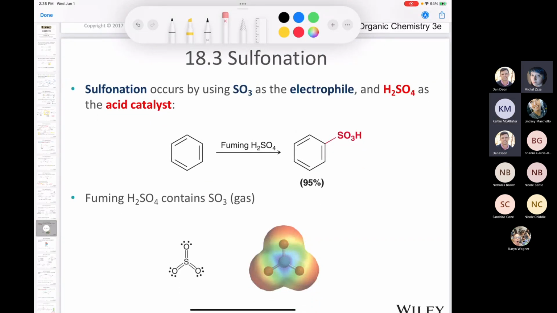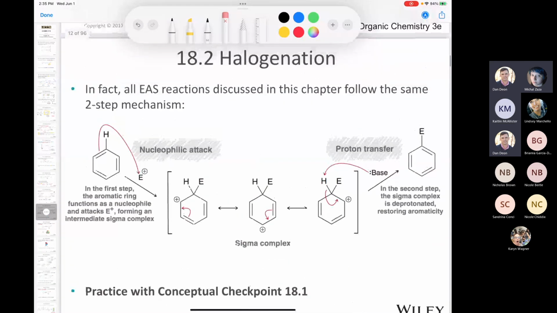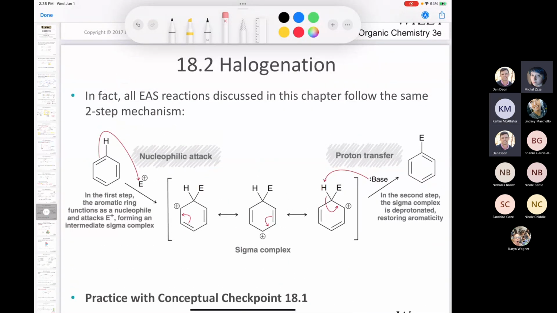Go ahead. Ask a question. Do you have to use AlCl3 for the chlorination, or could you also use AlBr3 interchangeably? For bromination, you can use aluminum bromide, and you can use an iron 3 bromide. And the same thing for the chlorination. You could use aluminum chloride or iron 3 chloride. Either one would work.